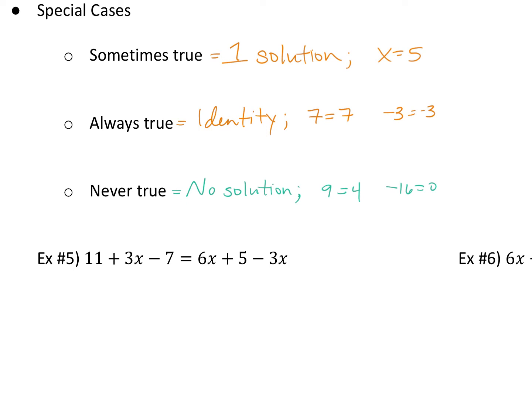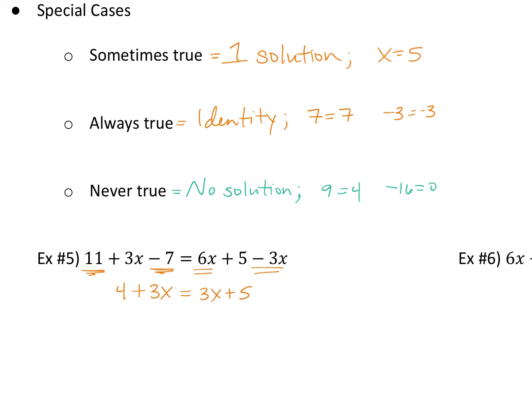All right, so number 5. What would you do first? How do you simplify this? So if we just start on the left, right? 11 minus 7 can be simplified. So that would be 4 plus 3x on the left. What do you get on the right? 3x plus 5. 6x minus 3x is 3x plus 5.